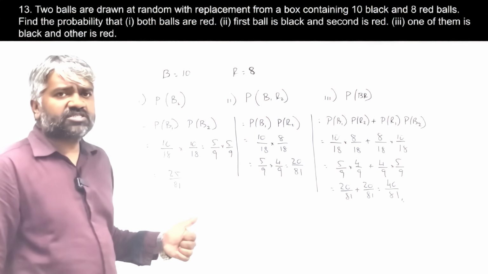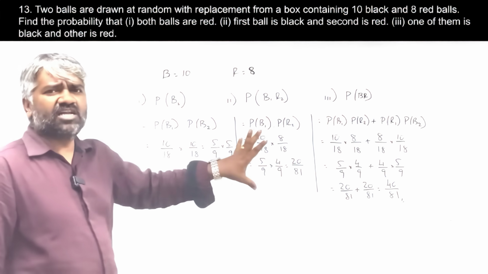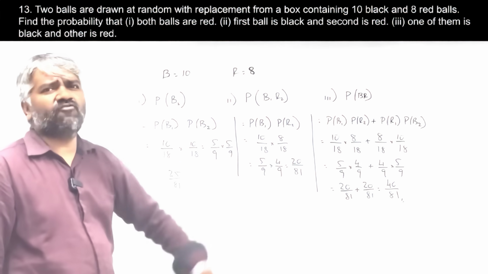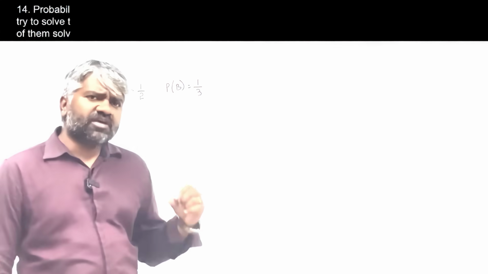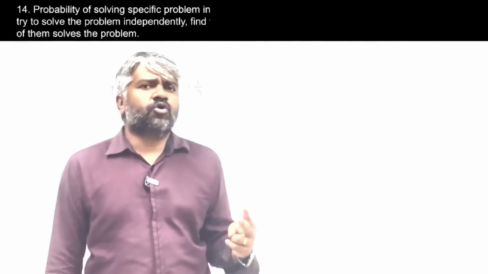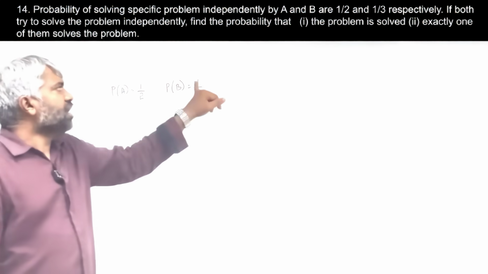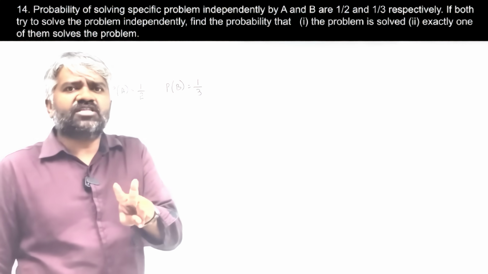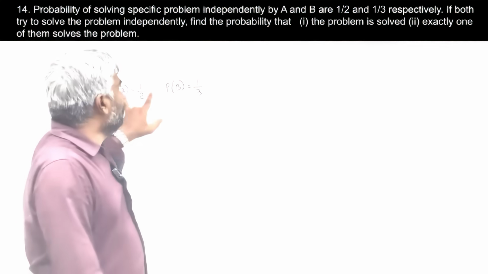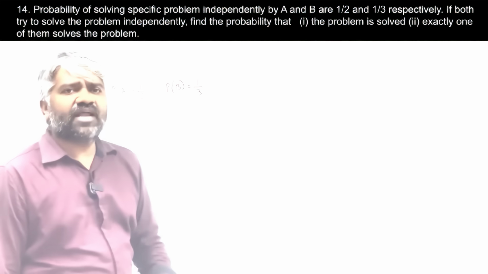I hope you are clear with this, because there is no difficulty in it, just normal calculations with remembrance of small formulas. Now we can move to the next question. The probability of solving a specific problem by two persons A and B is given as P of A is 1 by 2 and P of B is 1 by 3, where they both are independent of each other. That is, the probabilities for A and B to occur are independent of each other.